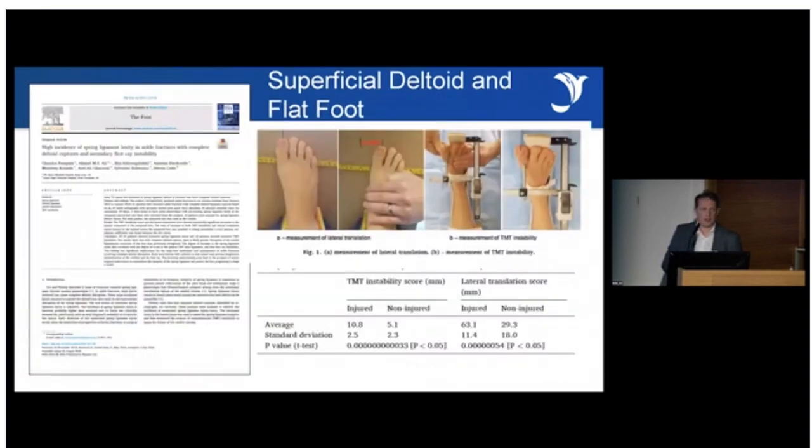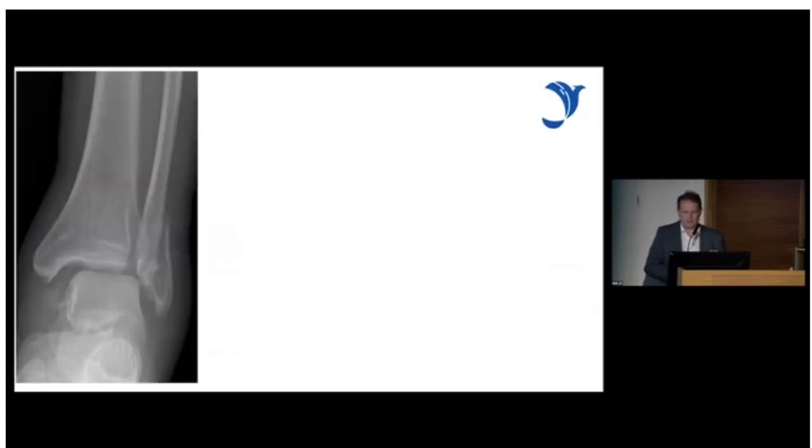And this is the next bit. This is a paper on, okay, well, do they cause flat feet? So the TMT instability score and lateral translation score, both of them very significant for those compared to those who were injured without the deltoid being repaired, and the other contralateral limb showed that they had flat feet if the superficial deltoid hadn't been repaired.